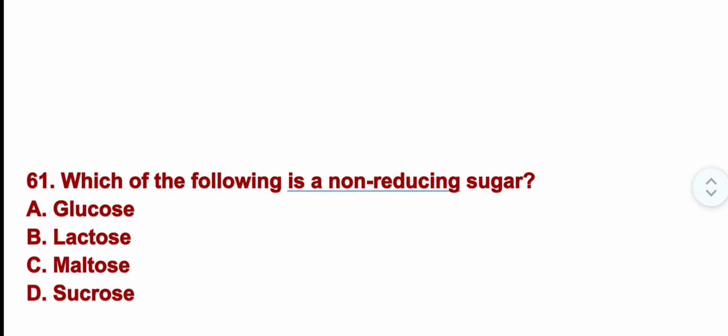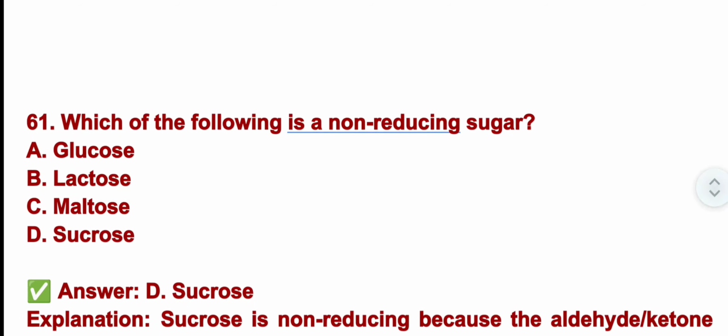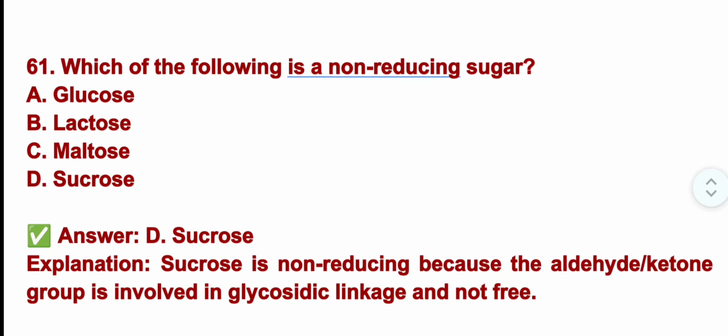Question number 61. Which of the following is a non-reducing sugar? The correct option is option D. Sucrose. Sucrose is non-reducing because the aldehyde or ketone group is involved in the glycosidic linkage and not free.